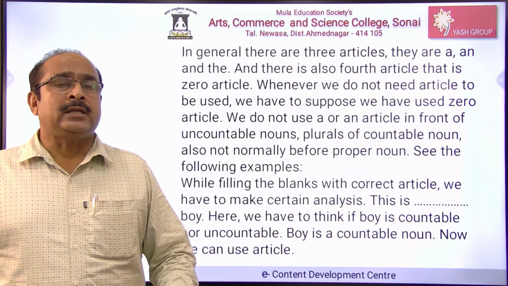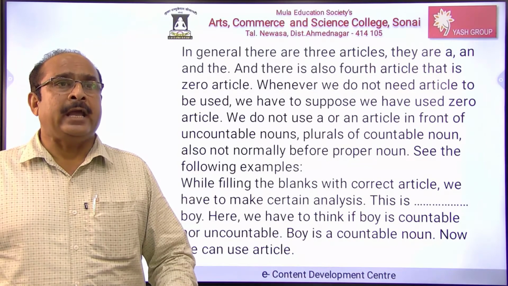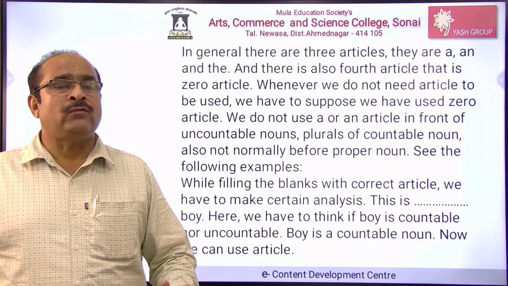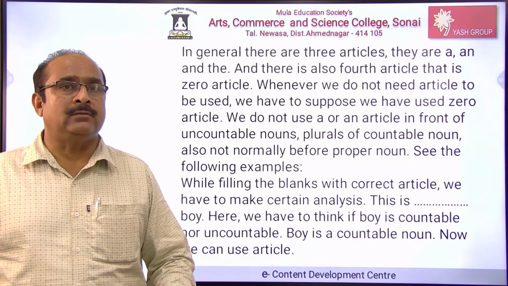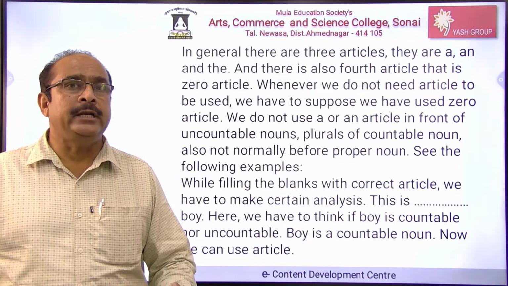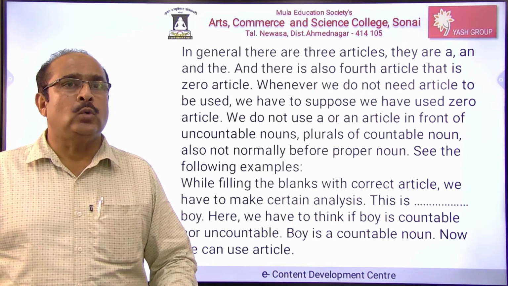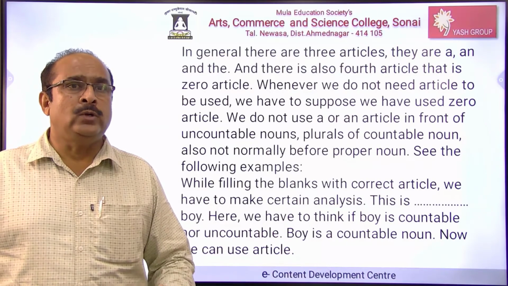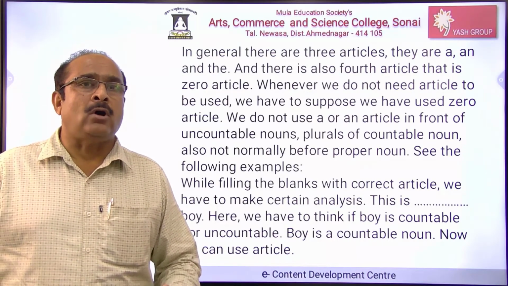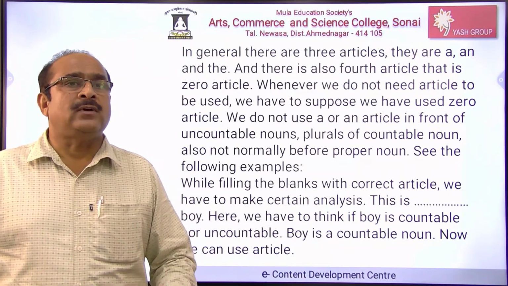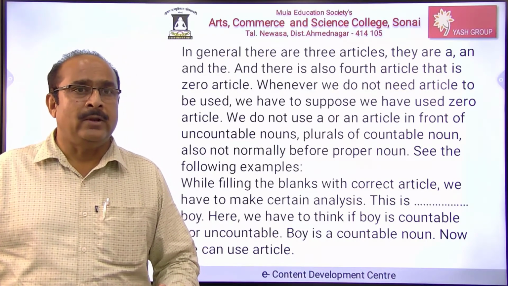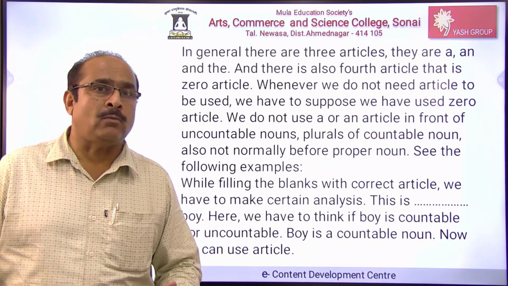In general, there are three articles. They are a, an, and the. And there is also a fourth article, that is the zero article. Whenever we do not need an article to be used, we have to suppose that we have used a zero article. We do not use a or an in front of uncountable nouns, plurals of countable nouns, and also not normally before proper nouns.